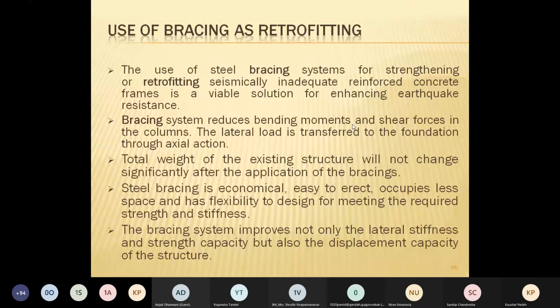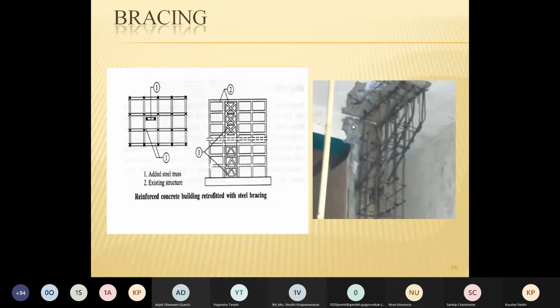Here, the total weight of the existing structure will not change significantly after the application of the bracing. The steel bracing is economical, easy to erect, occupies less space, and has flexibility in design for meeting the required strength and stiffness. But one of the drawbacks is the connection between the steel bracing and the concrete. The bracing system improves not only the lateral stiffness and the strength capacity, but also the displacement capacity of the structure. See the images over here that the bracing technique can be used for the retrofitting of the structure.